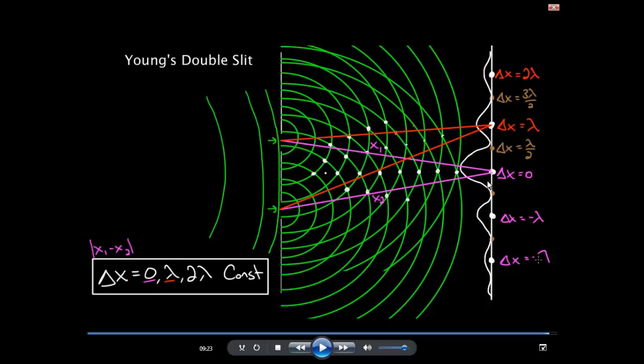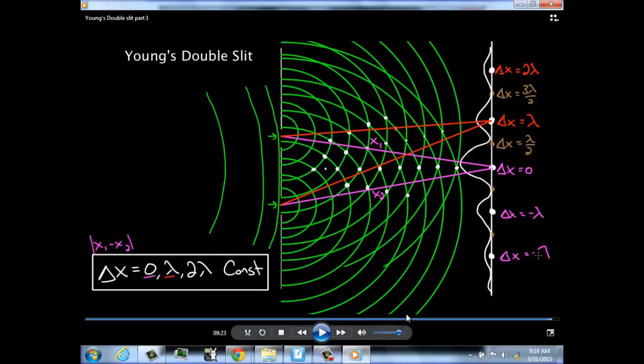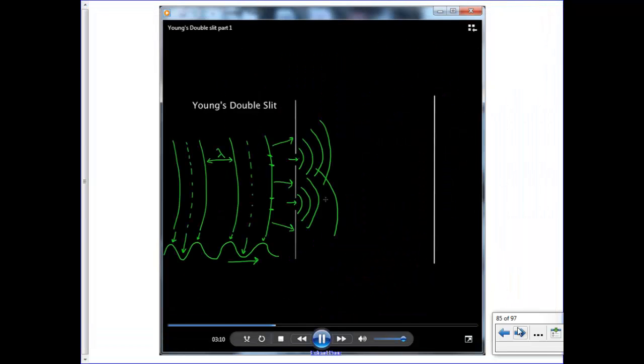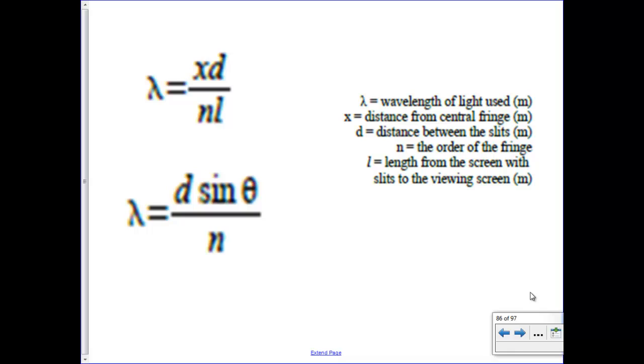One last thing, sometimes it's referred to as orders. So this is sometimes called the central antinode. And then this would be the first order bright spot, the second order bright spot. This would also be a first order bright spot. Does that make sense? Okay, so we got two new formulas we need to learn today. And they're fairly straightforward. It just depends on what information you're given.